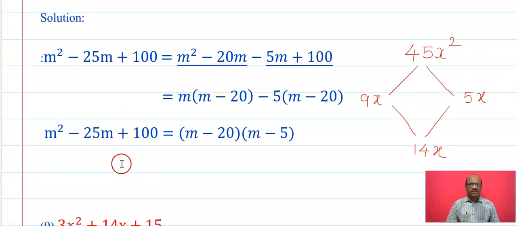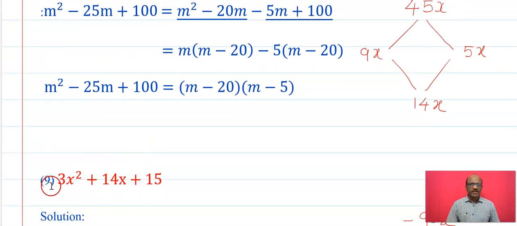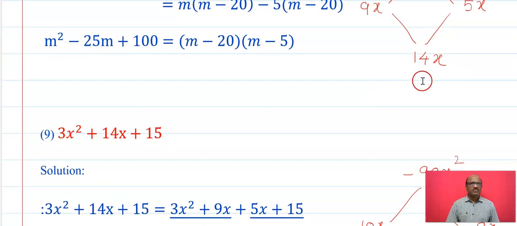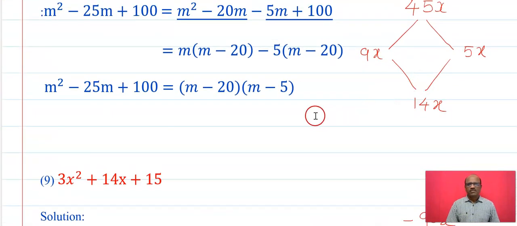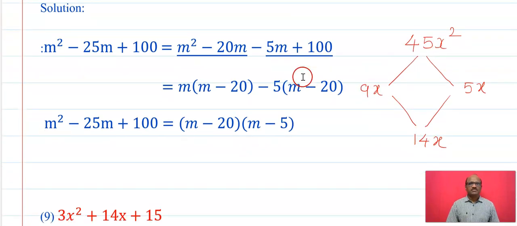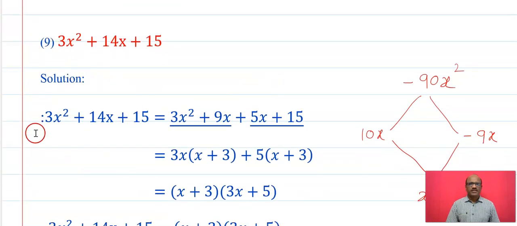3x square into 15 is 45x square. What about the middle term? It is 14x. Now find the two terms whose sum is 14x and whose product is 45x square. Therefore here we will write 3x square plus 14x plus 15. Now how will we write 14x? As 9x plus 5x. Again we will take common from these two, then from the latter two.